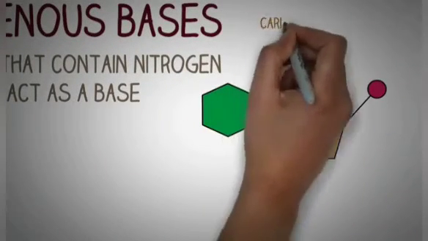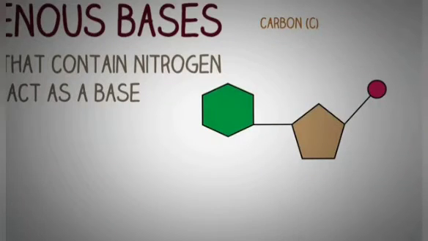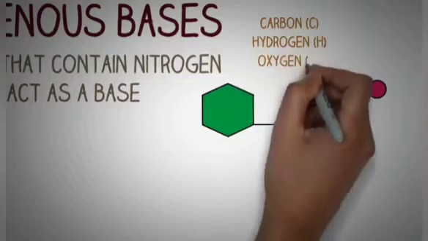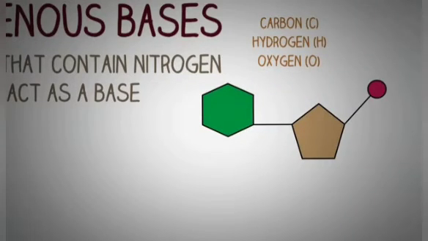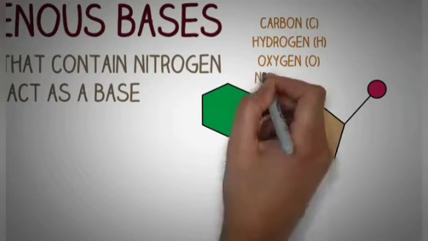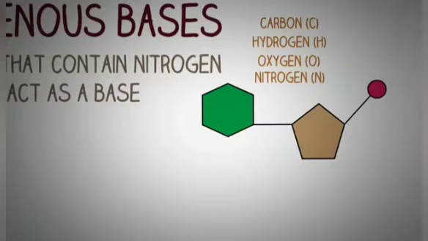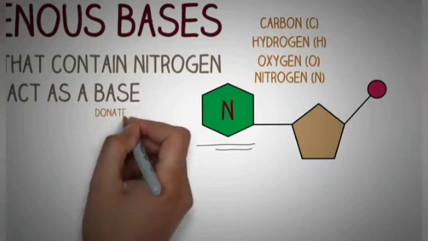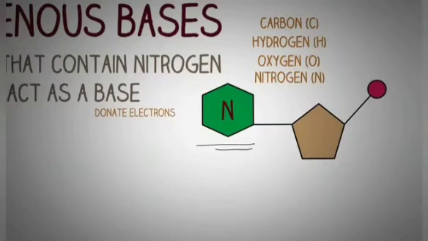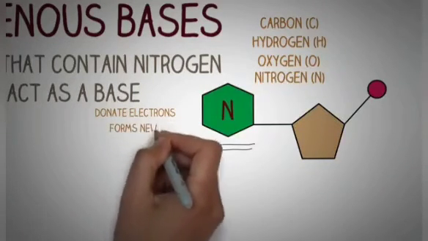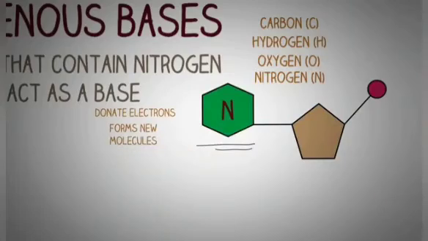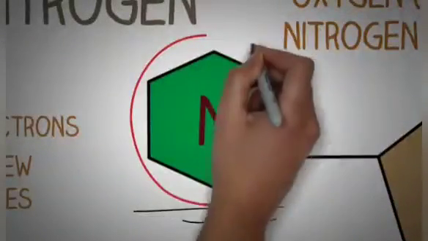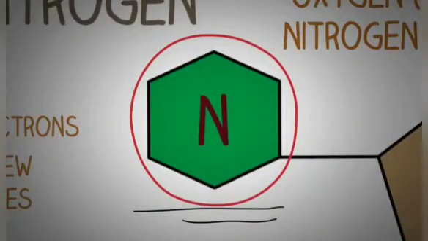Most of you know that the human body contains organic chemicals which have carbon, hydrogen and oxygen in varying amounts. In nitrogenous bases, nitrogen combines with all of these atoms to form ring-like structures. These molecules are called bases since they can donate electrons to other molecules and form new molecules in this process.